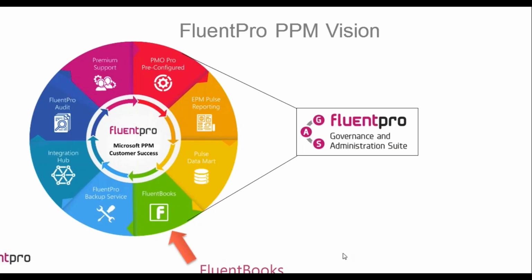Now, FluentBooks is for all of you that currently have the product as a client. So we'll be talking a little bit today about how we're going to evolve that into an online service through what we're calling governance and administration. We introduced this a few weeks ago in our backup webinar, and today we'll give the second part of that, which is, what is the administration side of the governance administration suite.